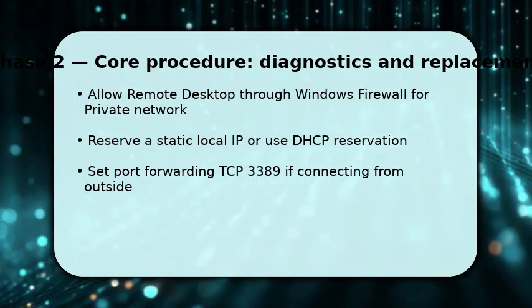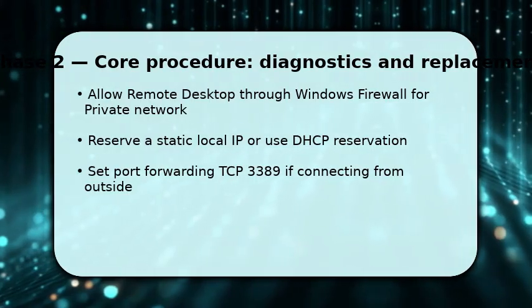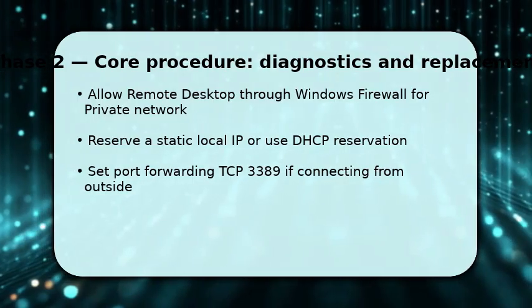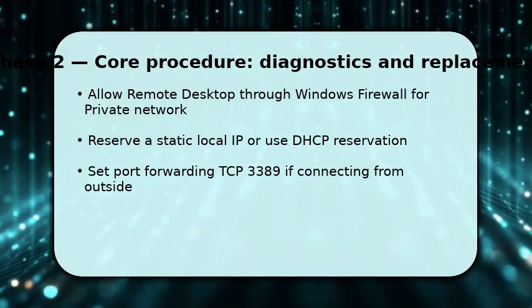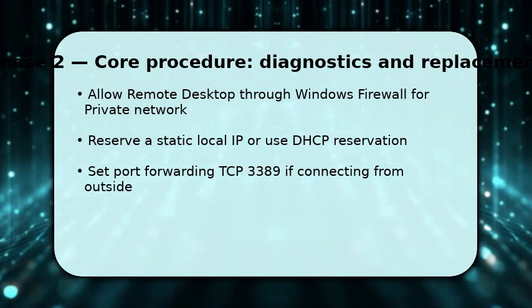If remote access is from the internet, add a TCP 3389 forward to that IP on your router and change the external port for security. Make sure your ISP permits inbound connections. Otherwise, use a VPN or remote gateway.